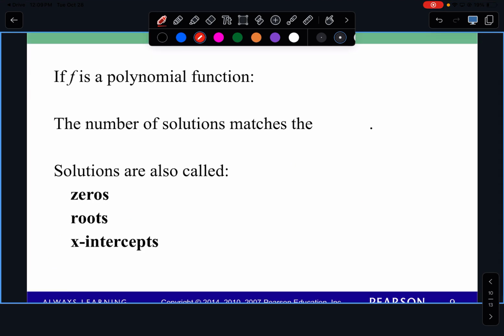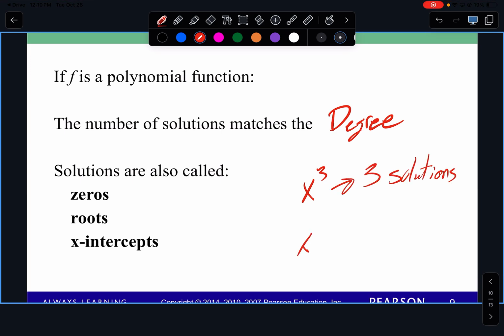Okay. This we've already talked about, but the number of solutions matches the degree. Okay, so we have somewhere where it's x cubed. How many solutions are we going to have? 3 solutions. Okay, if we have x to the 7, some crazy one, how many solutions are we going to have? 7 solutions. Okay, so our number of solutions always matches our degree.